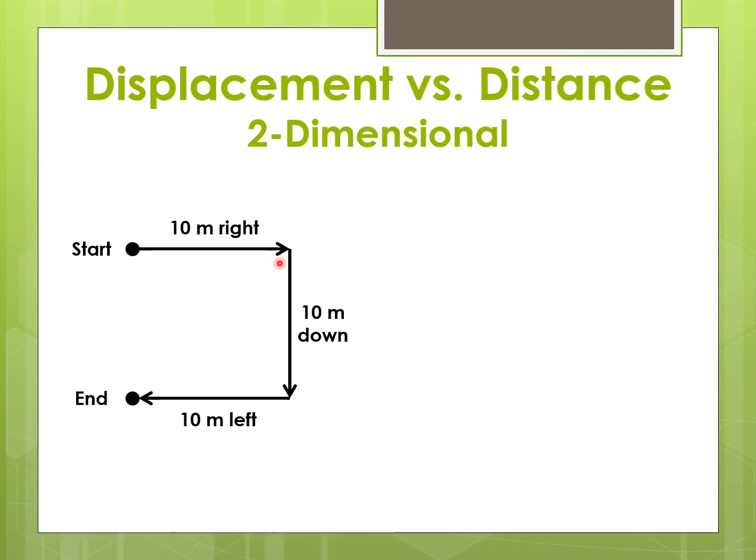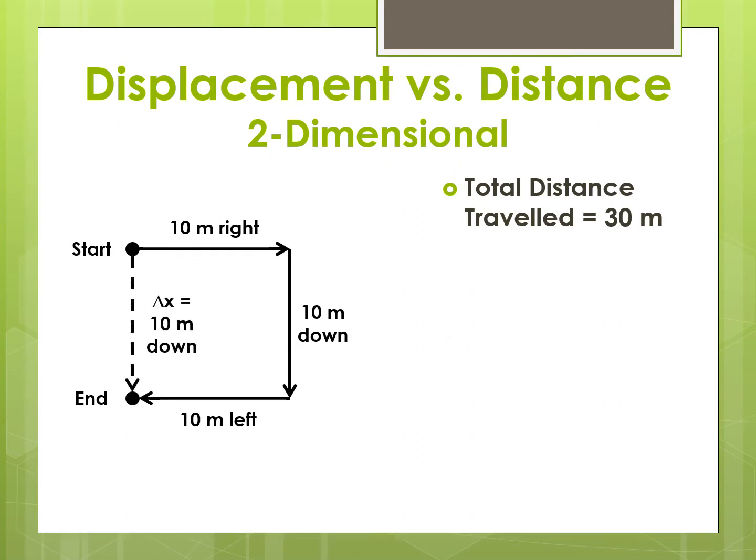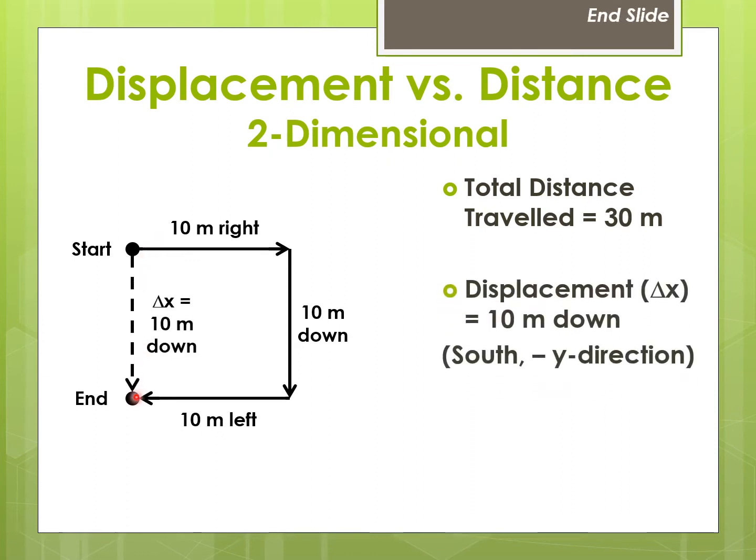Now if we looked at the total distance traveled, we would say 10 plus 10 plus 10 gives us a total of 30 meters. But it wouldn't make sense to put a direction on that because we got right, down, and left, 3 different directions, so the direction for the distance just wouldn't make sense. However, the displacement is 10 meters downward because from start to finish we go down. That gives us a direction. It makes sense to have a direction on that.